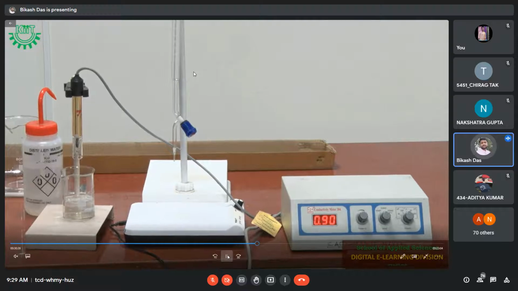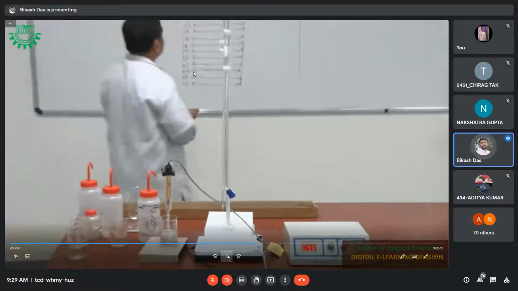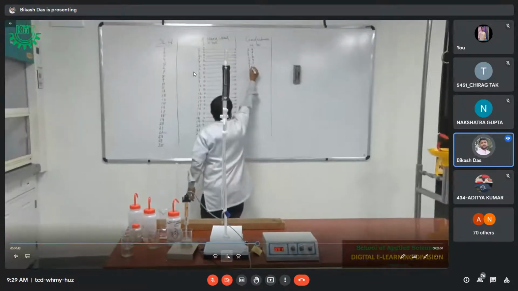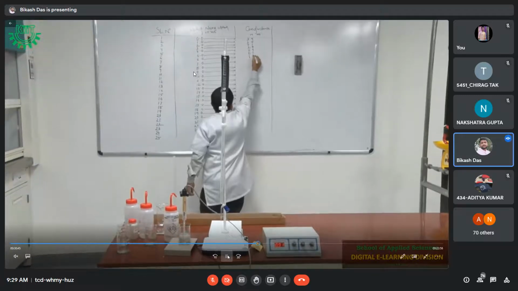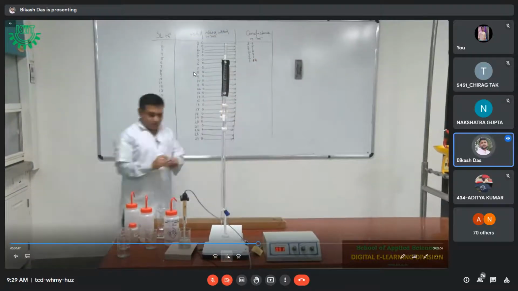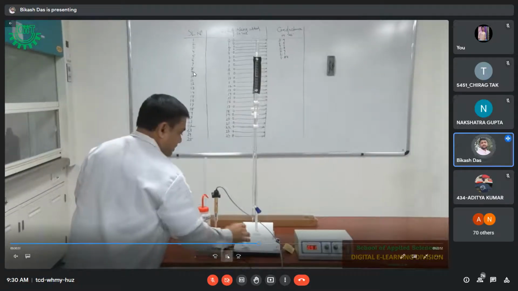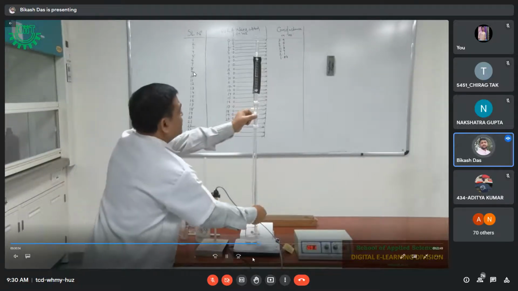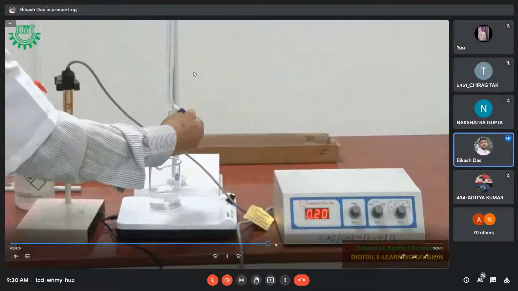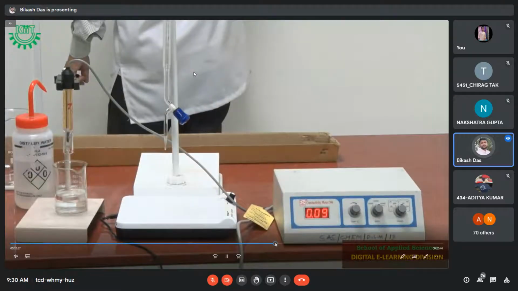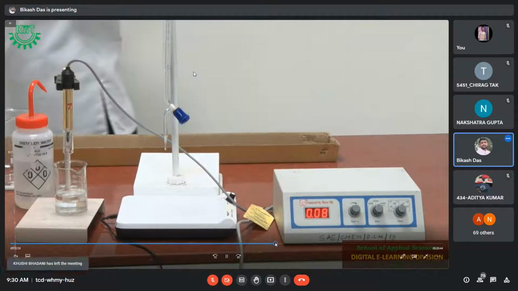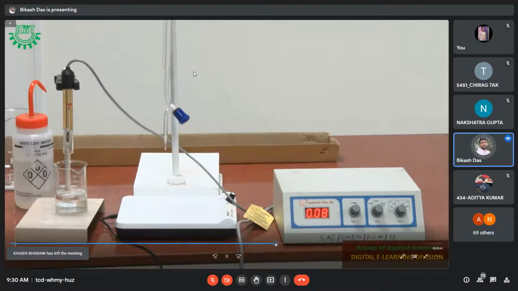Continue at 2. Still the reading is decreasing, it has not increased till now. That means the solution in our beaker is still acidic in nature. Now I can go a little forward, continue. Now let's see. So at range 2 we should continue until the display again shows 1 point.